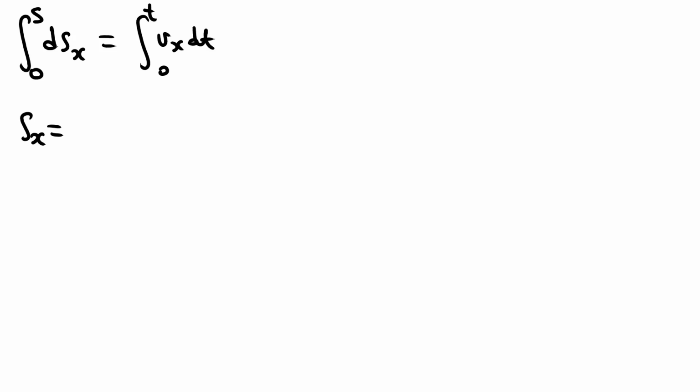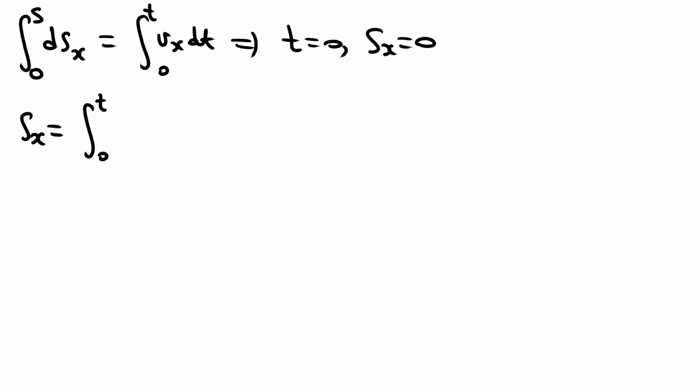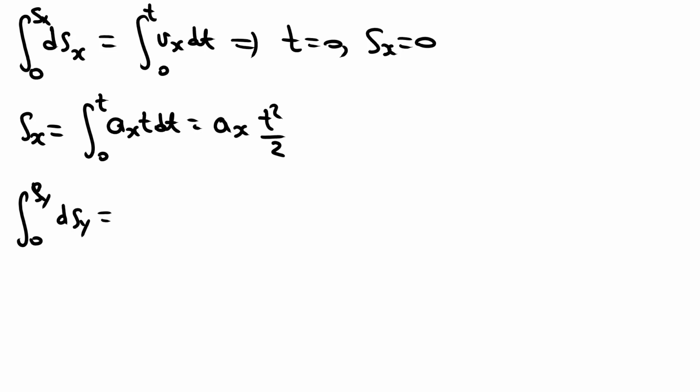This is very important. When time is 0, the position is also 0. And then that will be equal to, if I replace vx, the integral from 0 to t of ax t dt, that will be ax t squared by 2. Similarly for y, it will be the integral from 0 to sy of dsy equal to the integral from 0 to t of vy dt, and from here it follows that sy will be the same, ay t squared by 2.